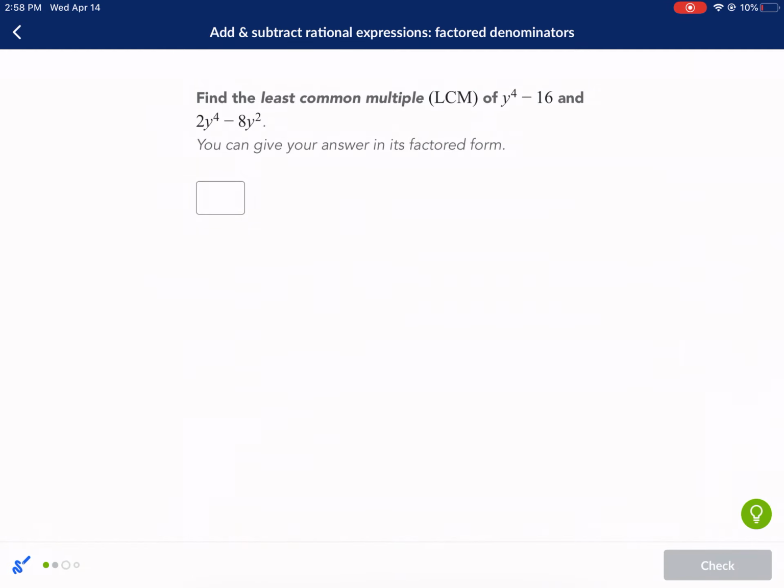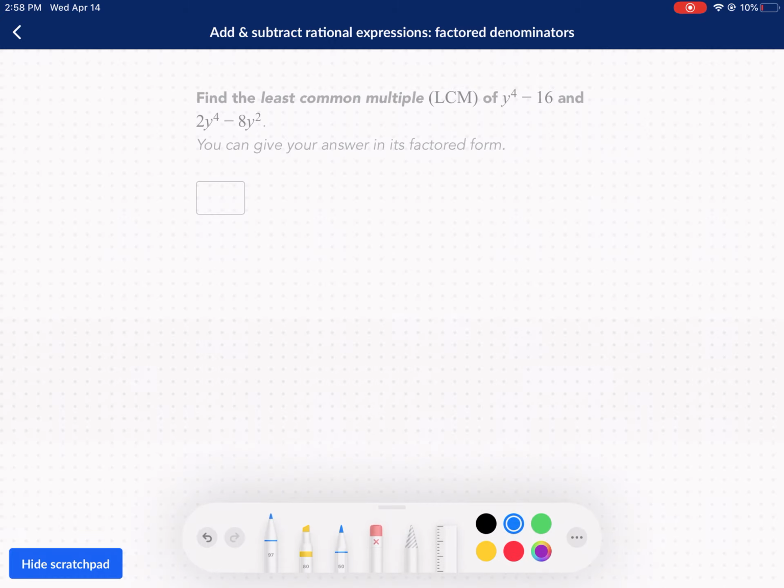Find the least common multiple of y to the fourth minus 16. I think this is going to be the last one we do just because of sake of time. And 2y to the fourth minus 8y squared. You can give your answer in its factored form. Okay. What we need to do here is we need to factor this. This is actually a tough problem. We're actually going to factor this into its components here.